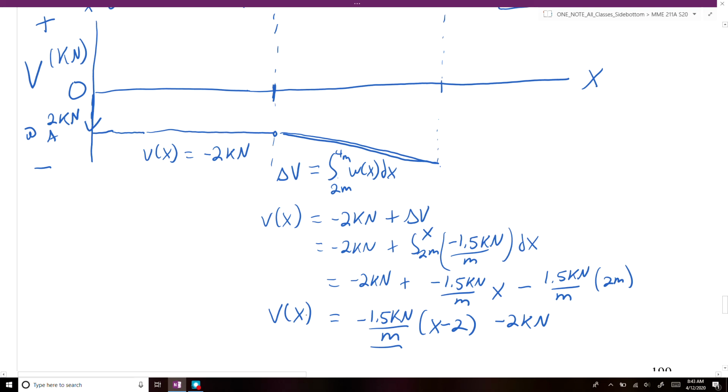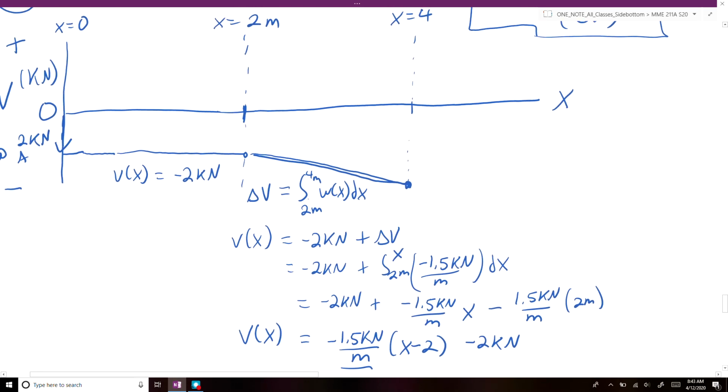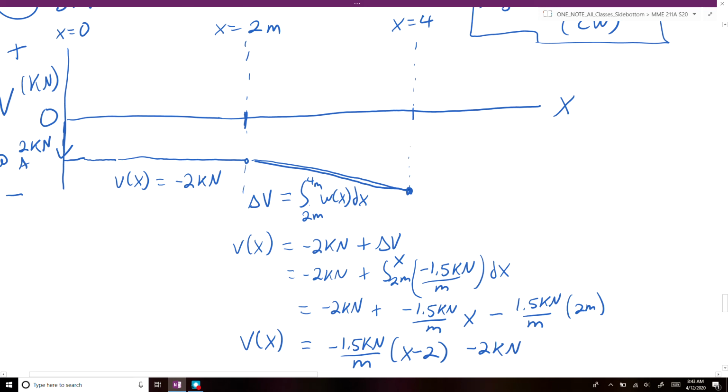And then at the right hand side, if we look at our free body diagram, we have another concentrated load, which is B of y, and that's equal to 5 kilonewtons, sorry. All right. So this is our shear diagram here.